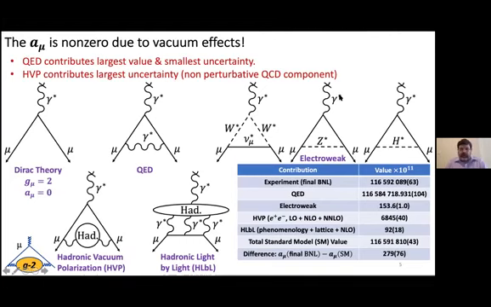And so the thing that's interesting to note is that QED is the largest standard model contribution to the muon anomaly, but since it's relatively straightforward to do calculations in QED, it ends up contributing the smallest uncertainty to the standard model prediction. And so it's not really a surprise, but it's the QCD based contributions that end up being the largest sources of uncertainty in the standard model prediction.